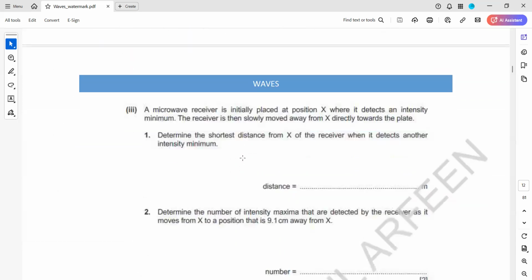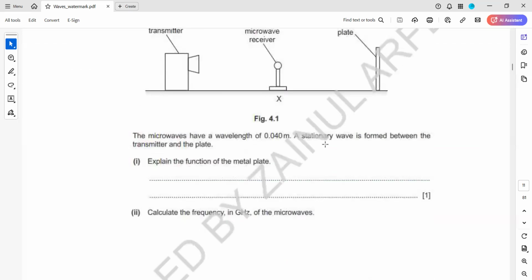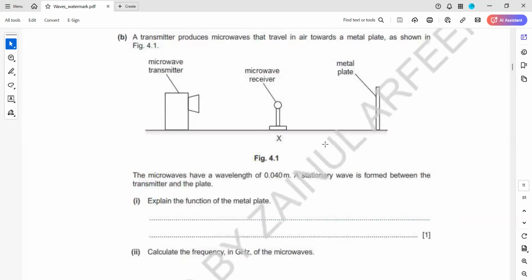A microwave receiver is initially placed at position X, where it detects the intensity minima, like a minimum is recorded there. Means that there's a node. The receiver is then slowly moved away from X directly towards the plate, and we determine the shortest distance from X when it detects another minima. So let's say the node is formed here and we are moving this X to a new position, so that we get another minima.